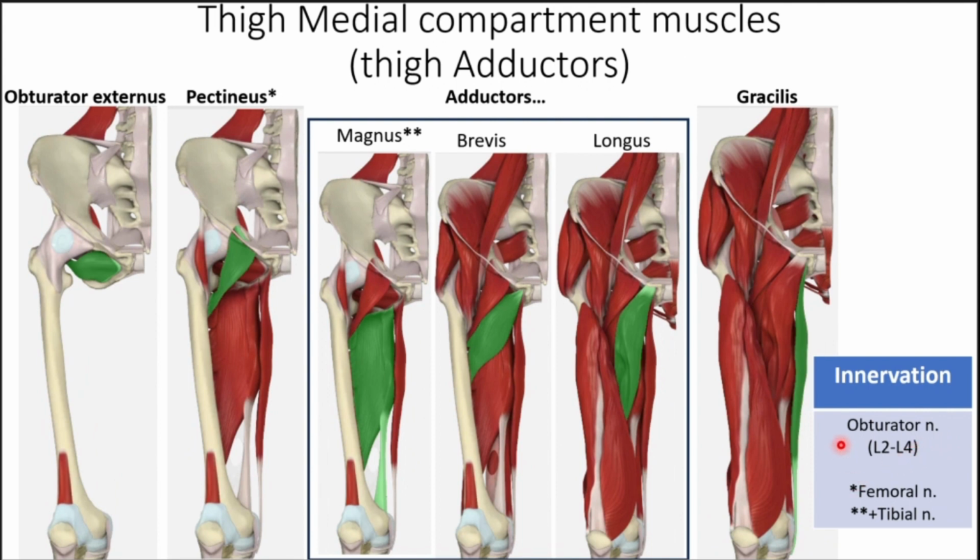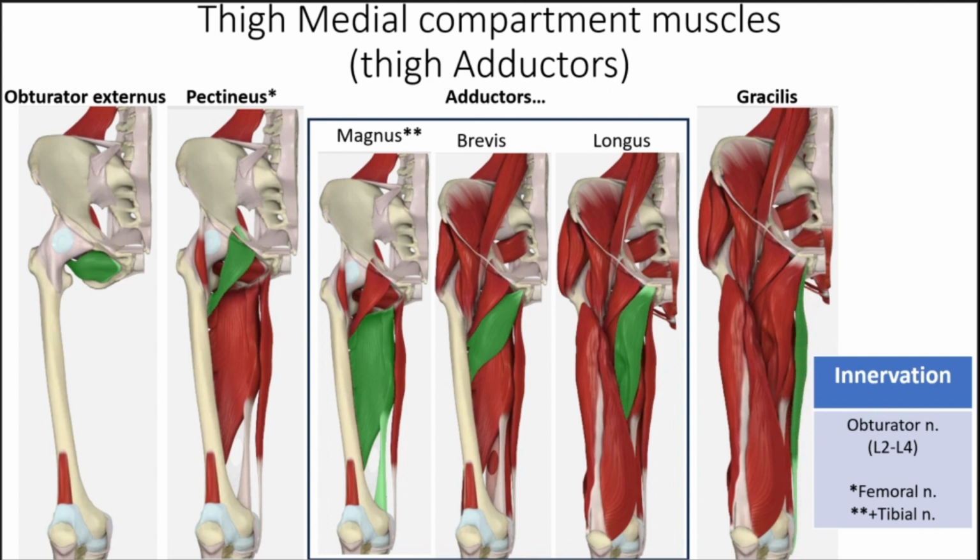The muscles in the medial compartment of the thigh are primarily adductors of the hip because of their medial origin and lateral insertion, which pulls the femur medially when these muscles are flexed. These muscles include the obturator externus, pectineus, the adductors magnus, brevis, and longus, and lastly, the gracilis muscle, which is located medially.